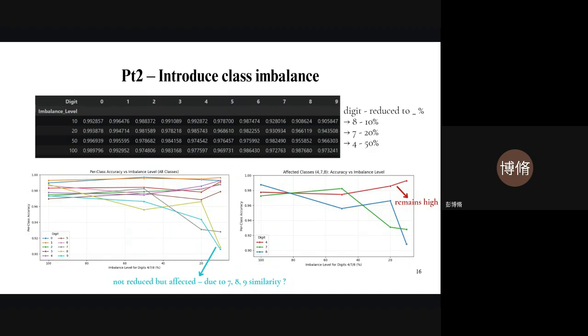Some classes are more dependent on having enough training examples, while others are more robust and can still be learned well with fewer samples. Another interesting observation is that some classes that were not directly reduced may still be affected. This may be because similar digits share visual features, so weakening one class can also influence how the model separates nearby classes. Overall, this experiment shows that data distribution has a direct impact on class-wise performance. Very good. And especially clear for visually confusing classes.